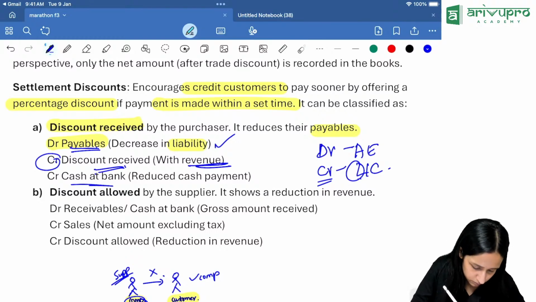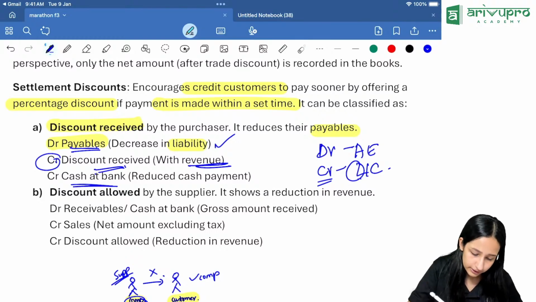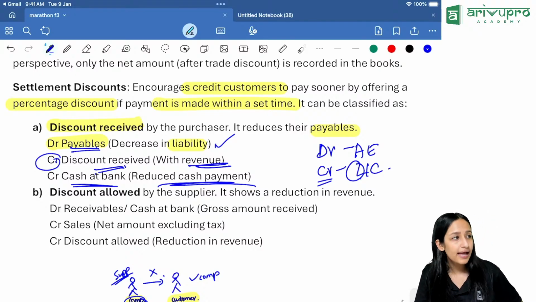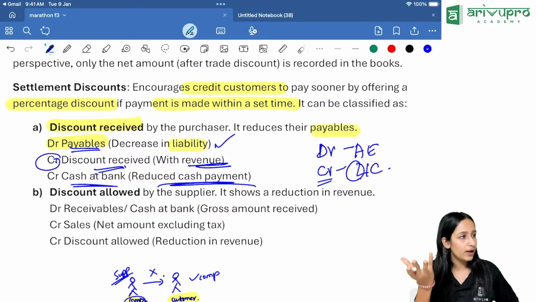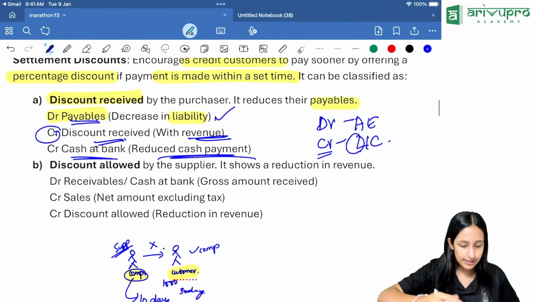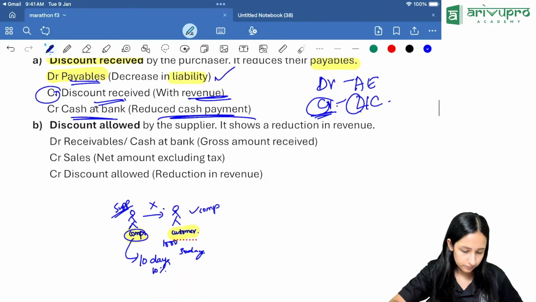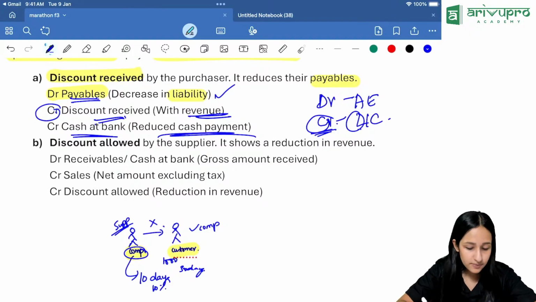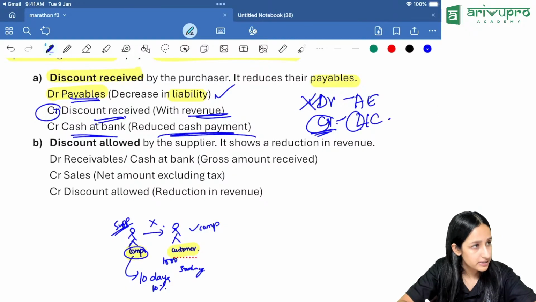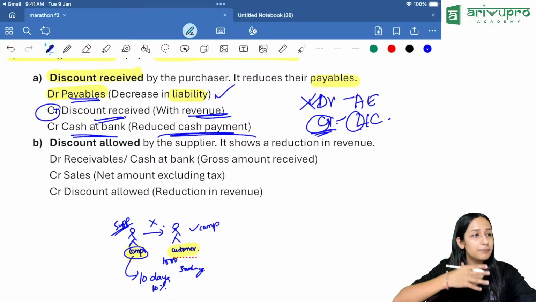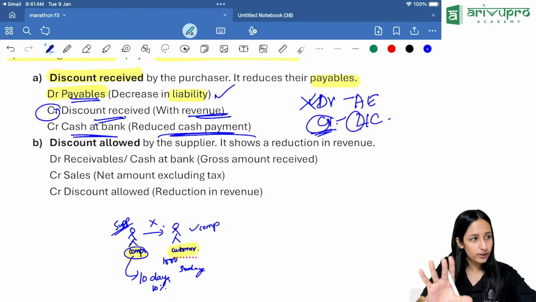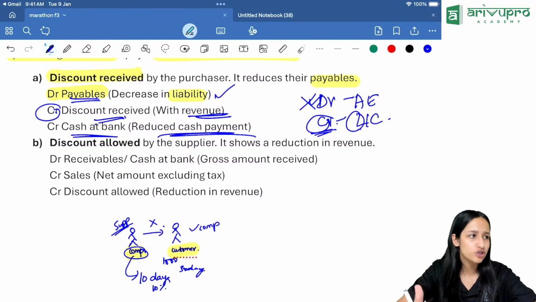Cash at bank, again, reduced cash payments. Cash is nothing but an asset. Asset is increasing. Why? Because payments are being reduced. That's why credit side. Got it? Cash is still going out of the business. Debit is when money is coming into your business, but here it is not coming into your business. It's going out, but a little less than what initially should have gone out.